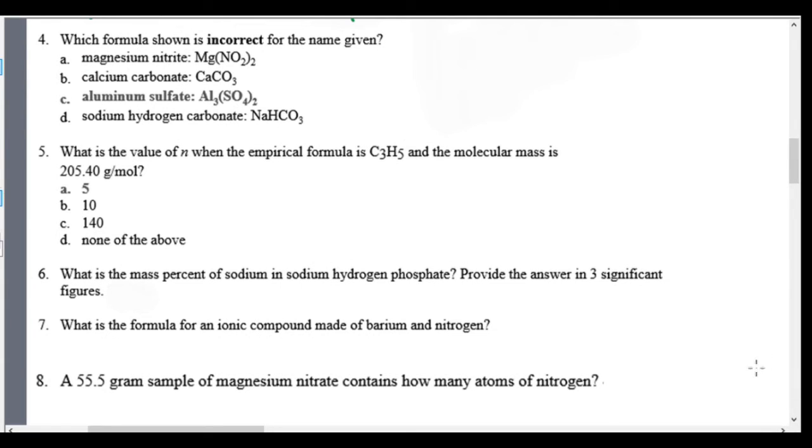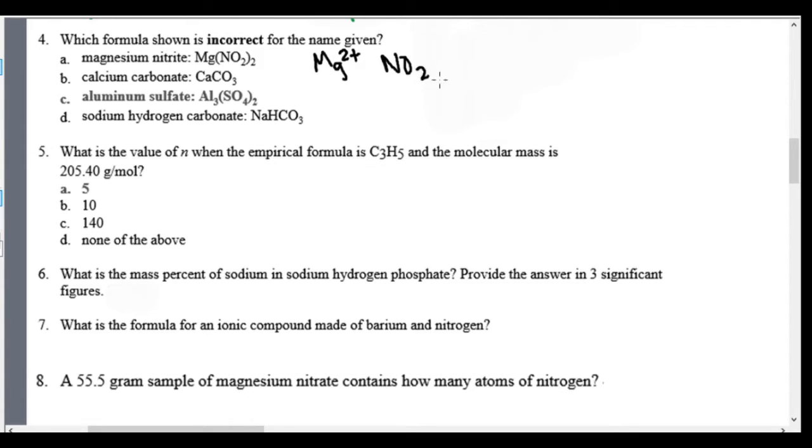Alright, so which is incorrect? For A, magnesium nitrite, we have Mg2+, and nitrite is NO2 minus. When we put these together, that's going to give us Mg(NO2)2, and that's correct.